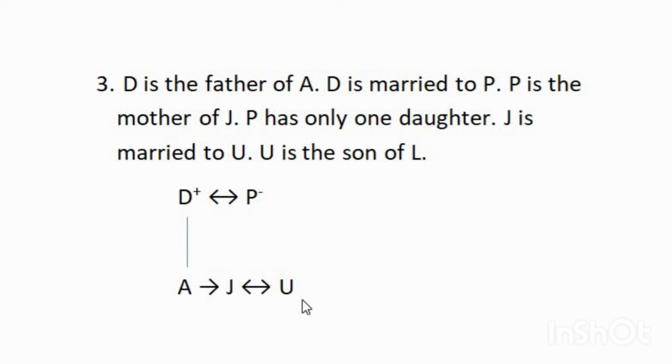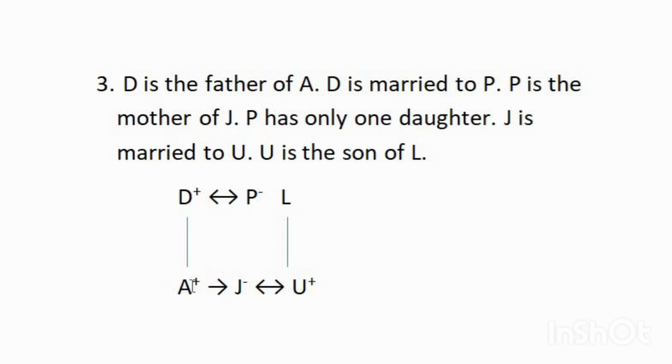J is married to U. So it is represented like this. J is married to U, and U is the son of L. So U is the son of L. That means definitely J will be the female and the wife of U. And it is given that P has only one daughter and that daughter is J. Then A would be the son of D and P. So this is the final representation.